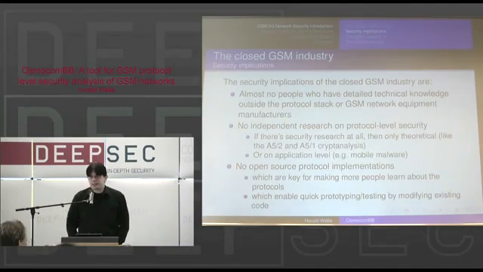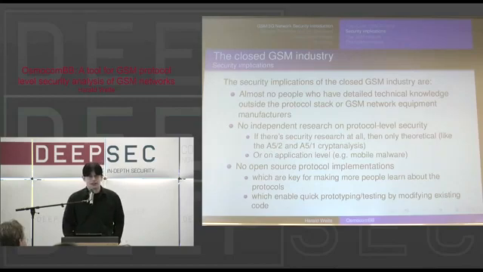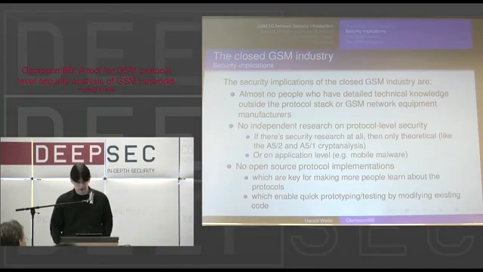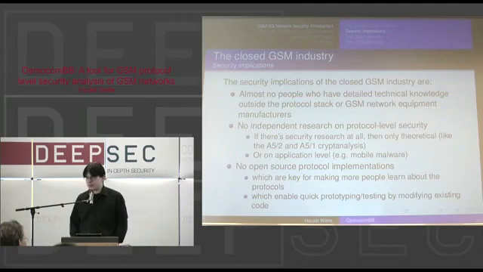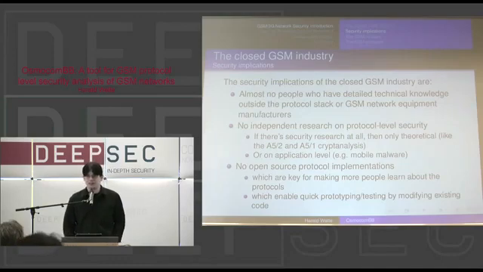Now, if you look at this entire situation, the implications for security are that we have almost no people who understand the protocols who do not work for one of those few companies that implement the system. We have very little independent research. If there is research at all, it is cryptographic or theoretical, or on a much higher level, like mobile malware. It's like 7 to 13 layers up from what I'm thinking. So that's really in a different world.